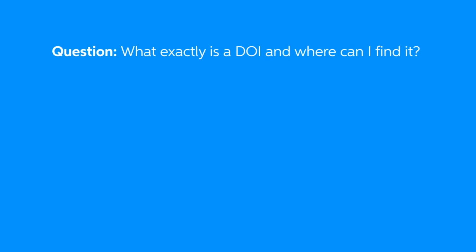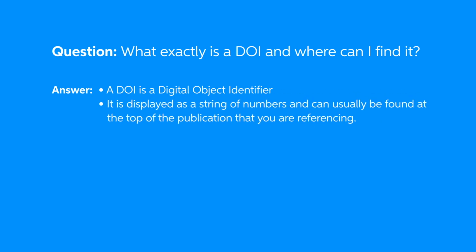What exactly is a DOI, and where can I find it? A DOI is a digital object identifier, and as the name suggests, it can make it very easy for a reader to find the exact location of the image, document, or journal that you are referencing. A DOI is displayed as a string of numbers, and can usually be found at the top of the publication that you are referencing. If a DOI is present, it is a good idea to use this instead of a URL, because it is a more reliable way to ensure that your reader has ongoing access to the material, even if the URL changes from time to time.